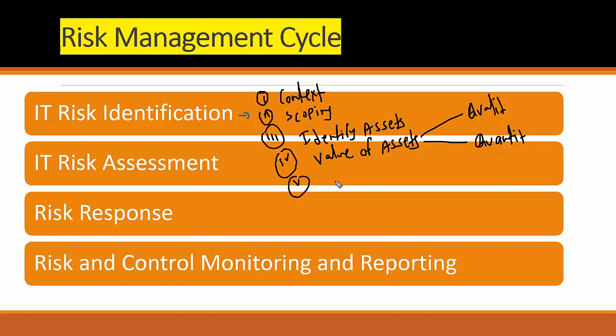Then we talk about the threats, and then we talk about the vulnerabilities, and then we talk about the existing controls we have. So that is something we perform in the first step. Okay. Context, scoping, assets. What are the assets we have? Contact the asset owner, identify the value of the assets, because it is very important to prioritize the controls.